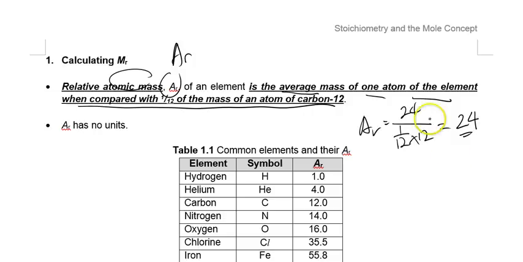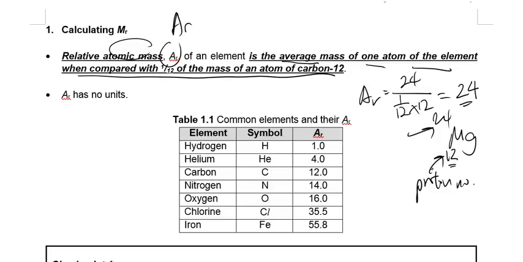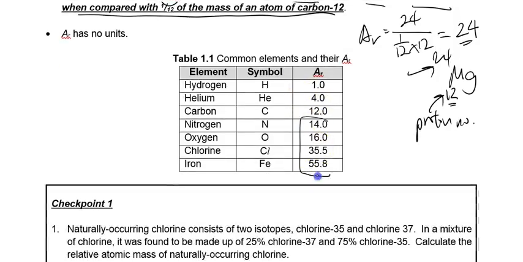And if you refer to the periodic table, you will see that the 24 is on top and 12 is below. So this number, if you recall, is the proton number. This is the relative atomic mass. And AR has no units. Take a look, there's no units. You will observe that there's a few elements, or many of the elements actually, have an AR which is not a whole number. So why is this so?